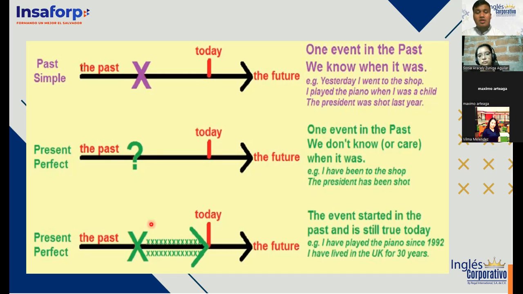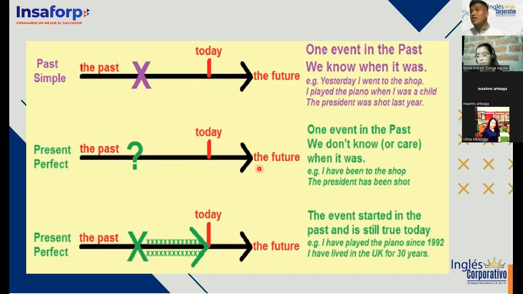So now let's move on to the present perfect. In the present perfect, we have two situations. We're going to go with the first one. It says that it is one event in the past, and we don't know or we don't care when it was. Something that happened that we never paid attention to. It's just something that happened, and you didn't care about it. So that's the first part.